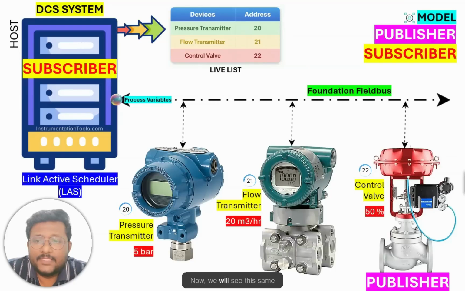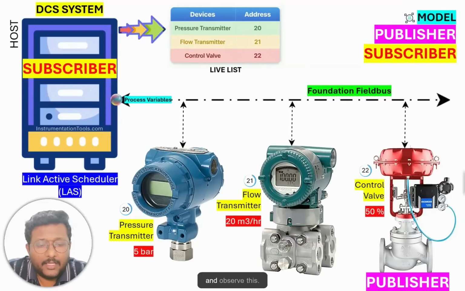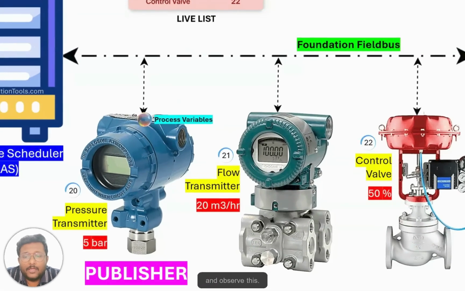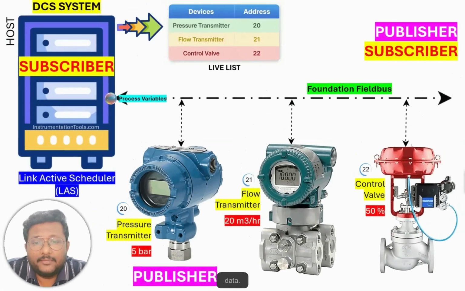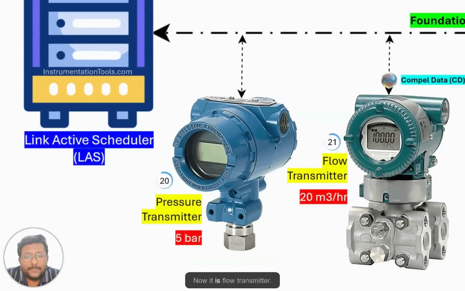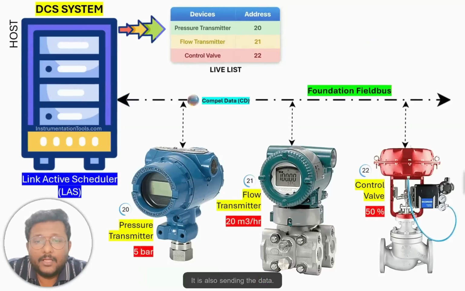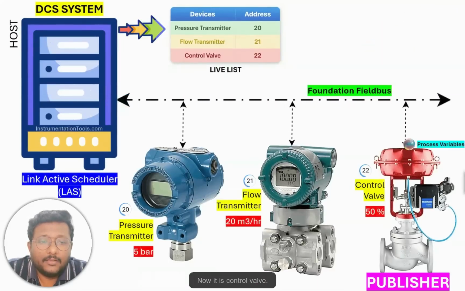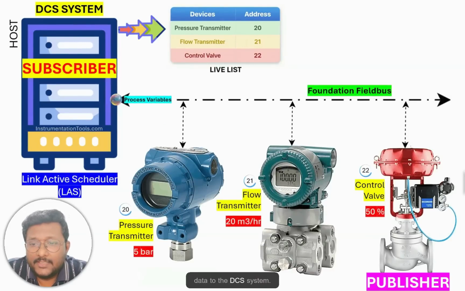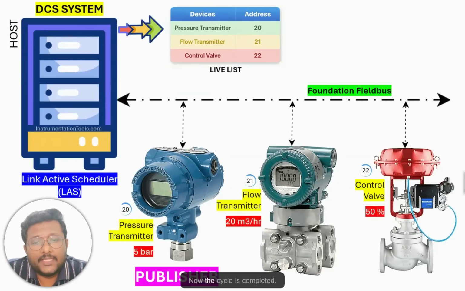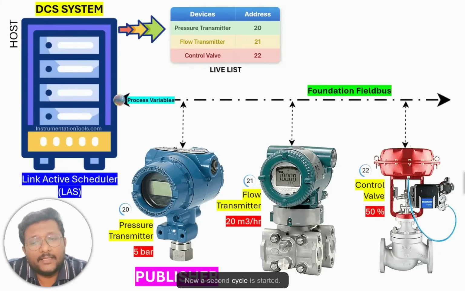Now we will see this same publisher subscriber model again and observe this. The pressure transmitter is sending the data. Now it is the flow transmitter, it is also sending the data. Now it is the control valve, and the control valve is also sending the data to the DCS system. Now the cycle is completed. Now a second cycle is started.